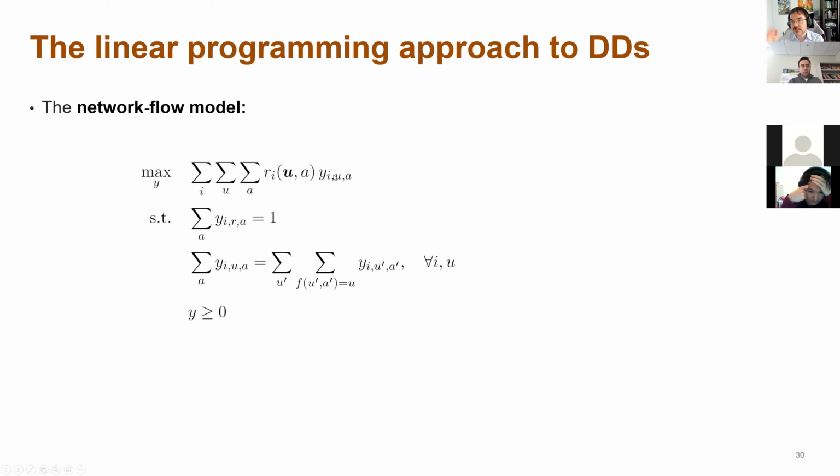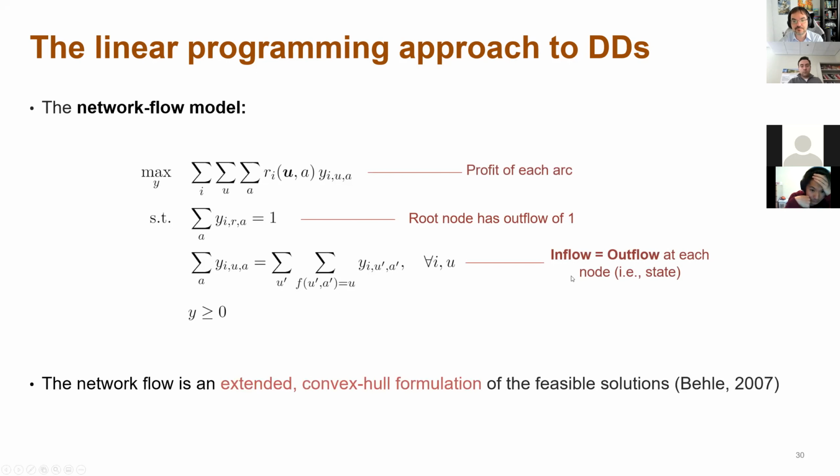Remember that the graph is acyclic, so this problem is polynomial in the size of the graph, right? The size can be exponential, but it's still polynomial in the size of the graph. So the root node has a flow of one, and you have inflow and outflow of the graph, okay?